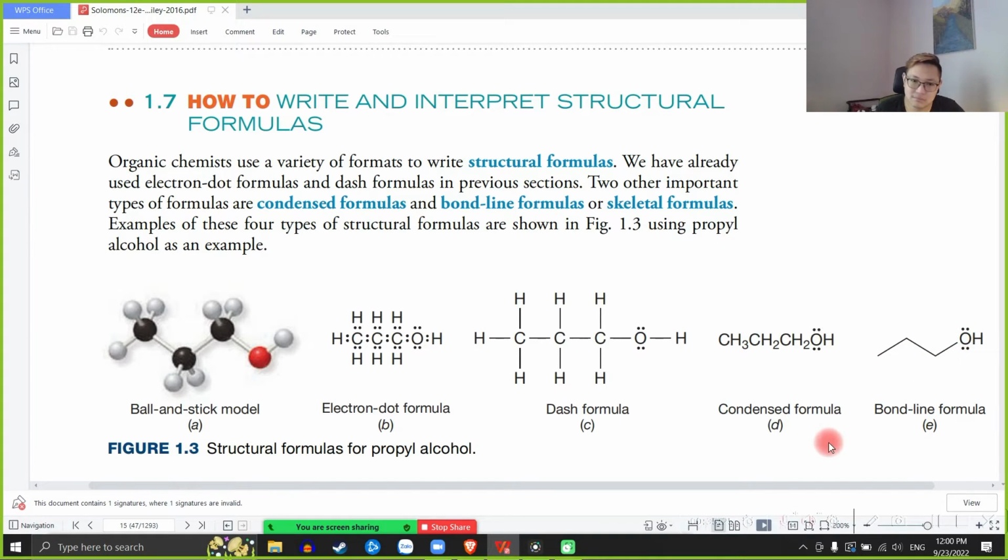Anyway, all of them are fine. Condensed formula, bond line formula, or skeletal formula, like a skeleton, are also important too. And this is an example using propyl alcohol, also called propanol. So we have ethanol, so we'll have propanol, 3 C with an OH.